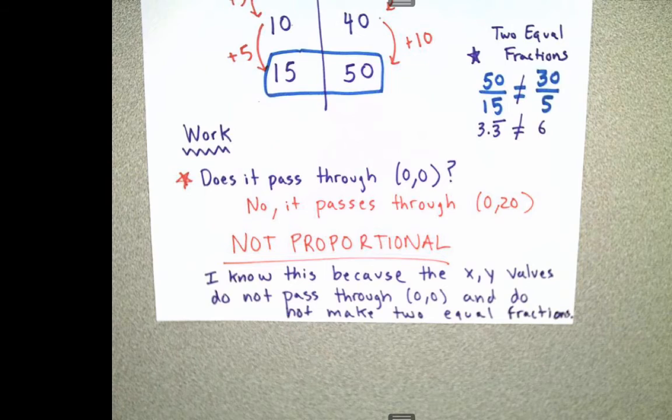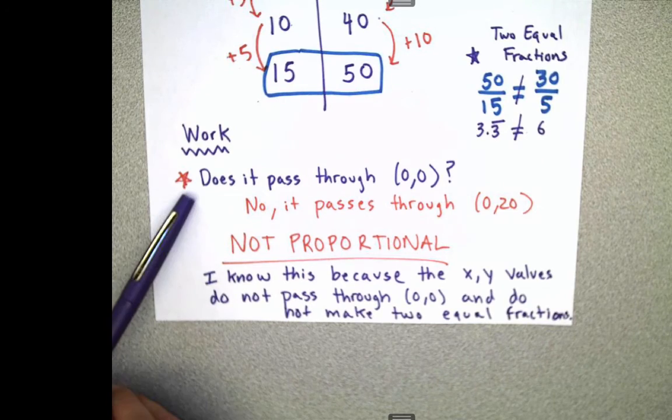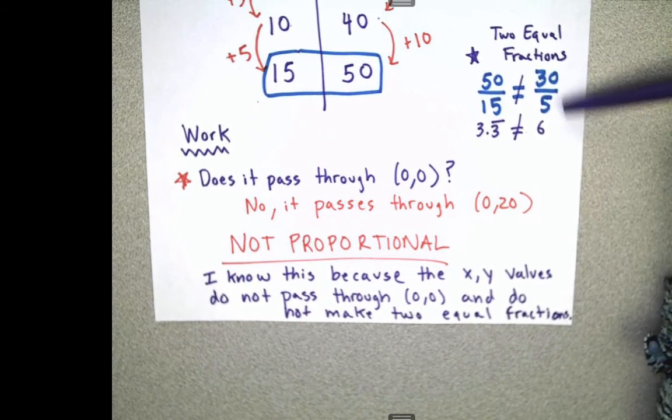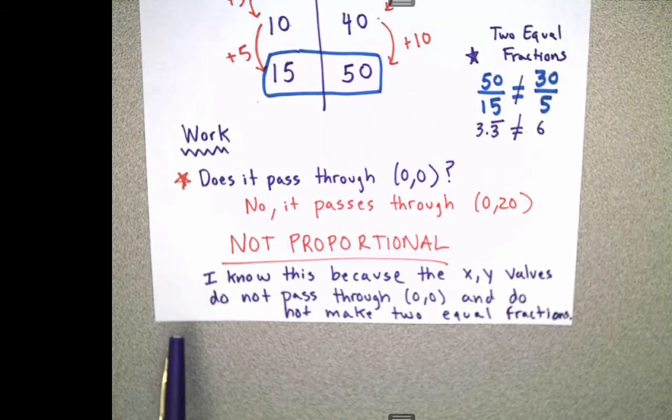So if someone said, explain your work, what is going on here? This is what I would show is all of this. I would say, okay, it does not pass through 0, 0, goes through 0, 20. Does not have two equal fractions. I'd show some math. I'd make some proof. And I'd say a response. I know this because the x, y values do not pass through 0, 0 and do not make equal fractions. That is my evidence.